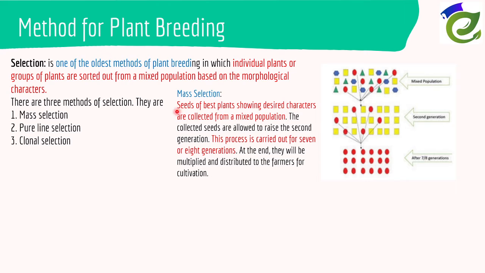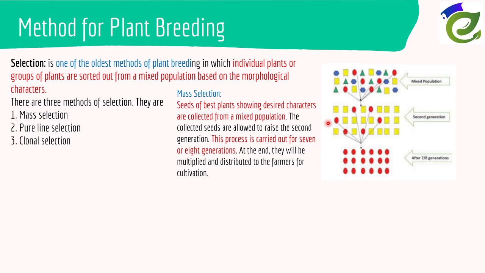Mass selection is really easy to understand. Like from this picture you can understand what's happening. You select one particular shape from this group of shapes, and then you place it in the empty fields like this, and when you keep on doing this iteration for 7 to 8 generations, you will in turn get a field only with that shaped crop.